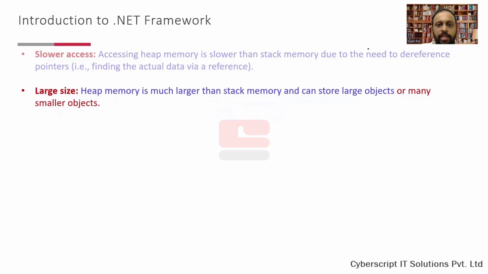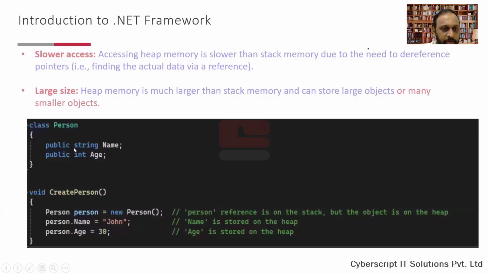Heap memory is much larger than the stack memory and can store large objects or many smaller objects. So in this program, we have one class, Person, which contains two attributes. One is string type and another one is integer type. So the name is a string type and age is an integer type.